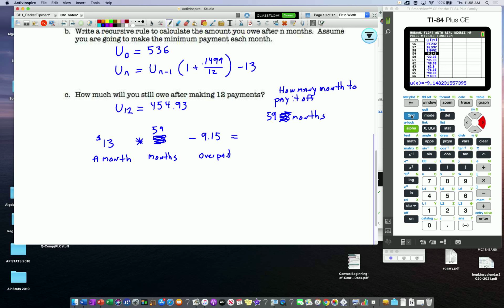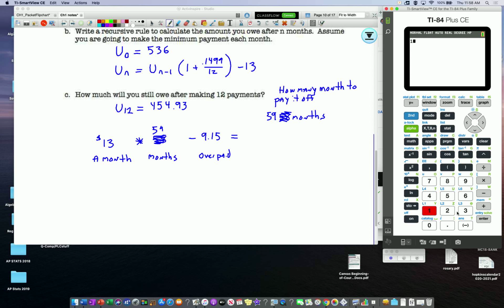So this is how much I actually paid. This is how those credit card companies really make money. 13 times 59, but then I'm subtracting $9.15. Yeah, get that back. So that $536, I actually paid $757.85. Okay? So if I actually subtract the original $536 of what I charged, I had to pay that credit card company over $200 more just to be able to pay it without having the money.